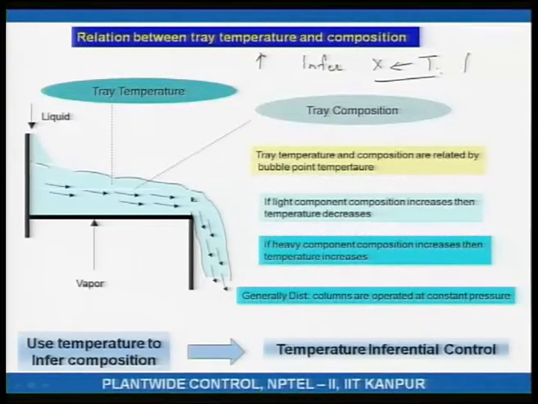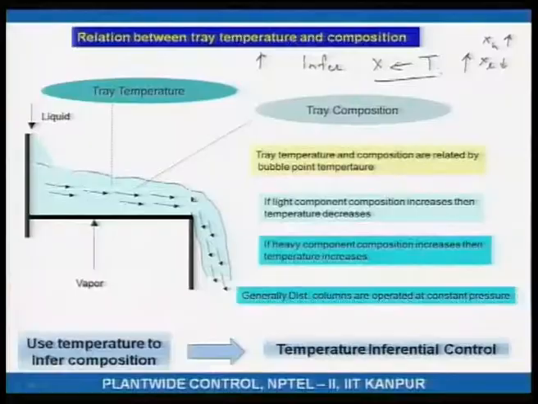So, if the temperature is increasing, what that indicates is either composition of a heavy component is increasing or composition of a light component is decreasing, one of the two. And if you look at the distillation column, and I do not want to go into deeper details, but each section of the column, if you look, does a type of separation.